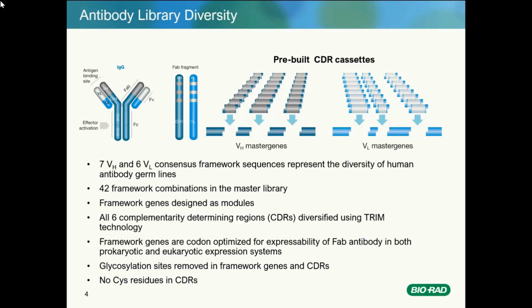The fully synthetic framework genes shown in the upper right panel are based on consensus sequences of human antibody genes and cover the diversity of the human antibody germ lines. The hypervariable regions of the antibodies, also known as the CDRs, or complementarity determining regions, are generated by a process called trinucleotide mutagenesis and inserted by pre-built cassettes. These features lead to the enormous diversity we see in the UCAL Platinum Library and guarantee the successful generation of high-quality antibodies.